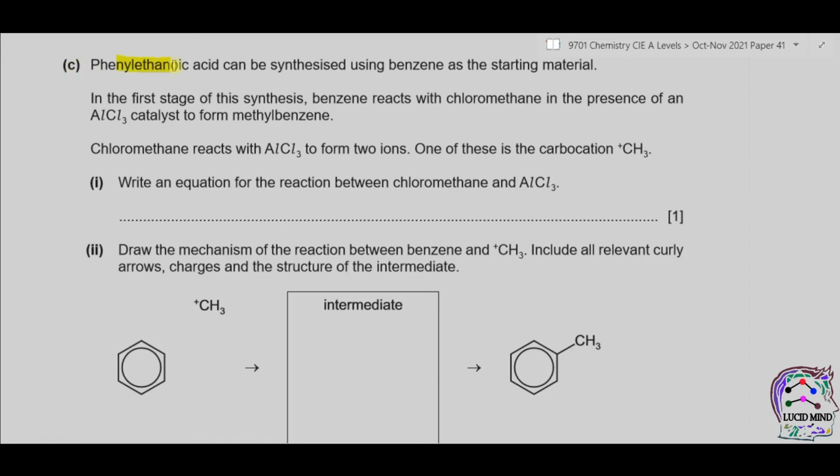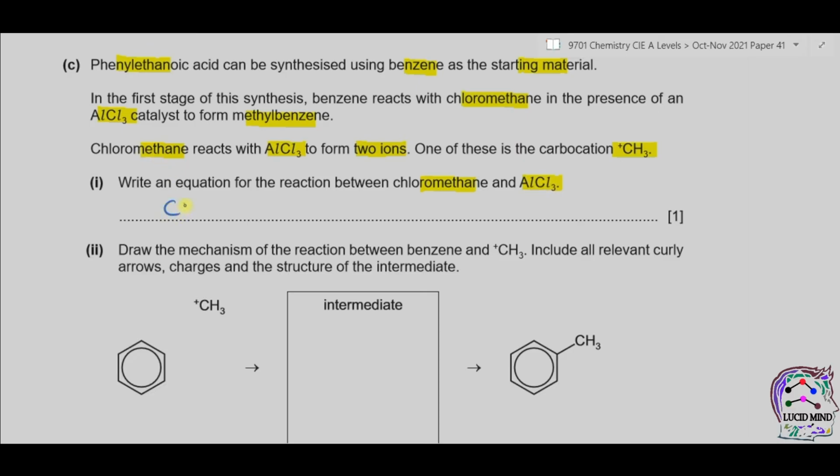Part C: phenyl ethanoic acid can be synthesized using benzene as the starting material. In the first stage of this synthesis, benzene reacts with chloromethane in the presence of an AlCl3 catalyst to form methyl benzene. Chloromethane then reacts with AlCl3 to form two ions. One of these is the carbocation, CH3+. Write an equation for the reaction between chloromethane and AlCl3.